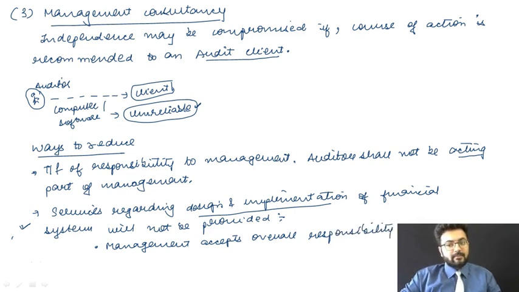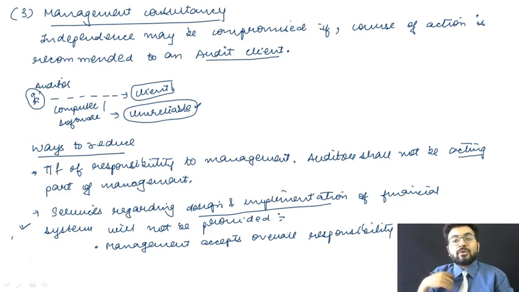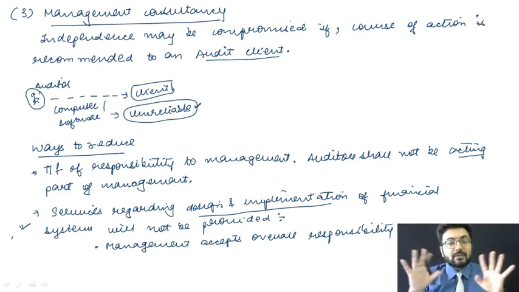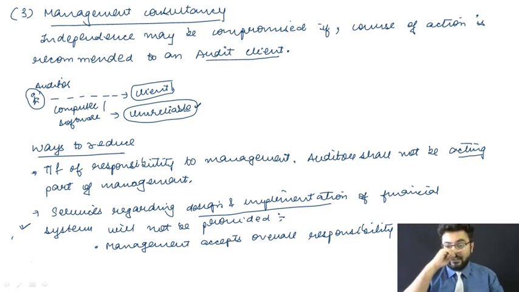Got it? Getting my point? Management is going to accept the overall responsibility. Until they accept the responsibility, you are not going to tell them anything about the design and implementation, what kind of internal control should be there, what kind of financial system you should have. No, you are not going to tell them anything. First of all, these services are again prohibited for a company, but they can be taken up by firms. Moving on to next.